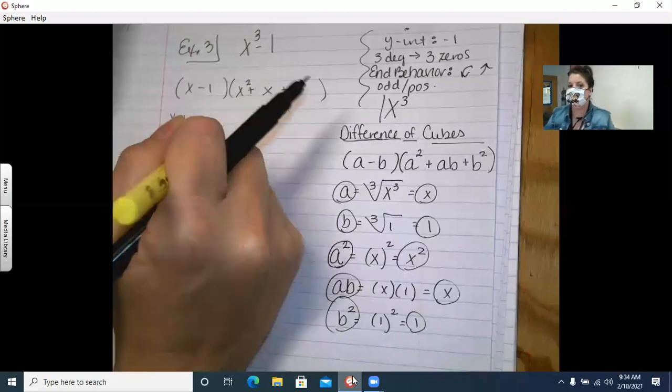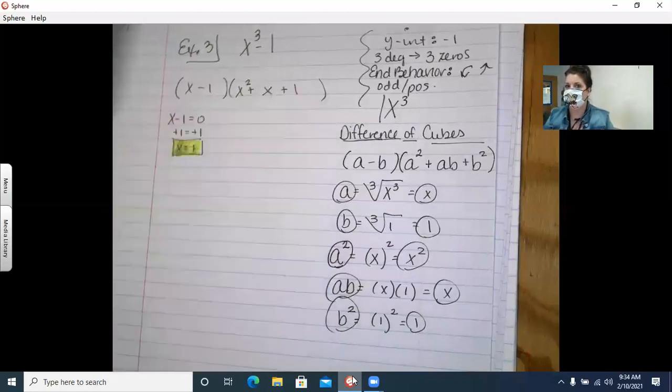How many solutions am I supposed to have total? 3. Only real or imaginary solutions are the x-intercepts.